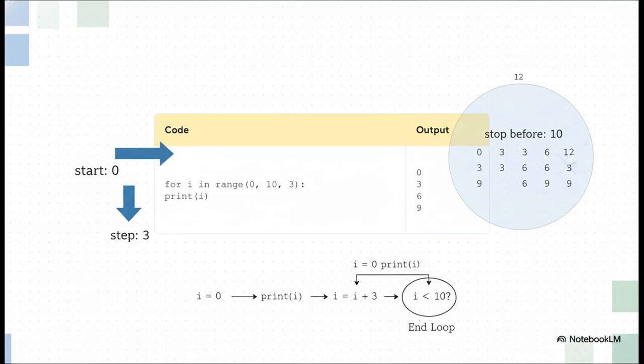Let's trace this example together. Range(0, 10, 3) means start at 0, stop before 10, and jump up by 3 each time. So the loop starts, and i is 0. It prints 0. Then it adds the step, 3. So i becomes 3. It prints 3. It adds 3 again, i becomes 6, prints 6. One last time, it adds 3 and i becomes 9. It prints 9. The next jump would be to 12, but that's past our stop point of 10, so the loop just stops. Simple as that.